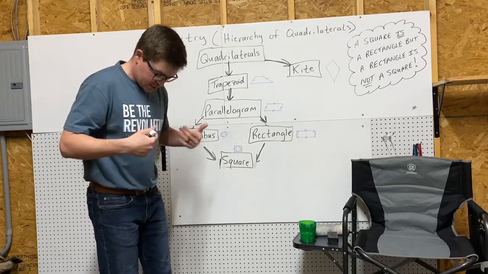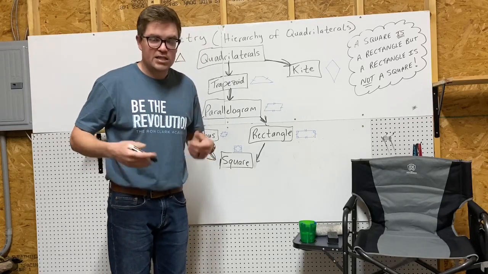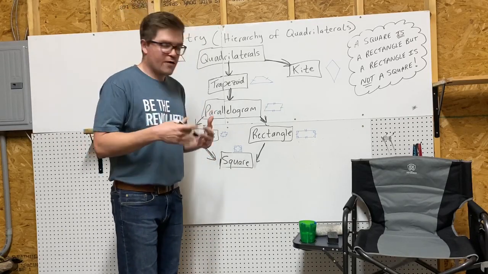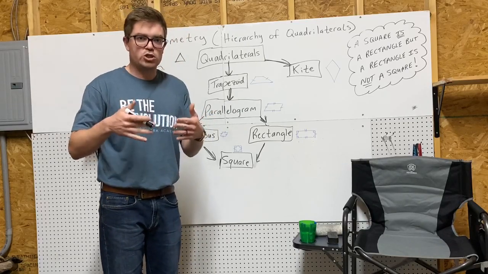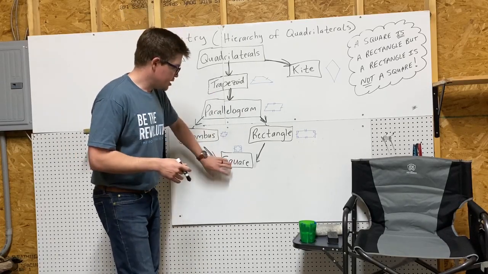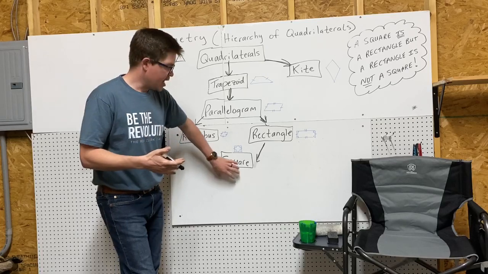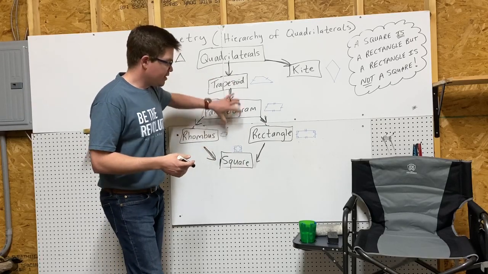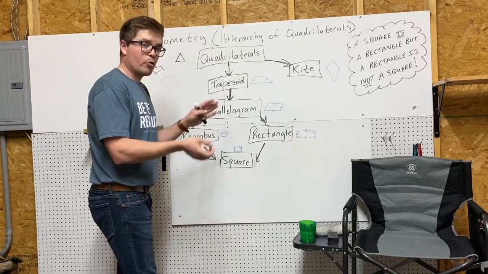So I wore this shirt for a reason. It says, be the revolution, and it's from Ron Clark Academy in Atlanta. Ron Clark once said that revolutions start from the bottom up. So in this, the square is the bottom, and it actually will go up. When I break these down, these arrows actually are reversed.